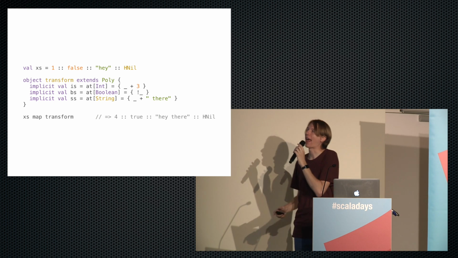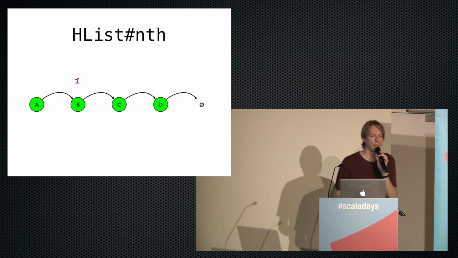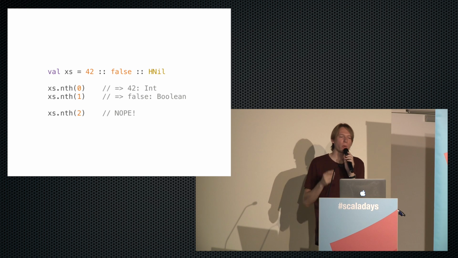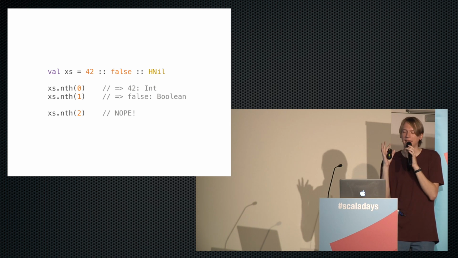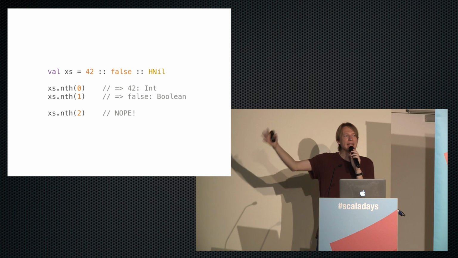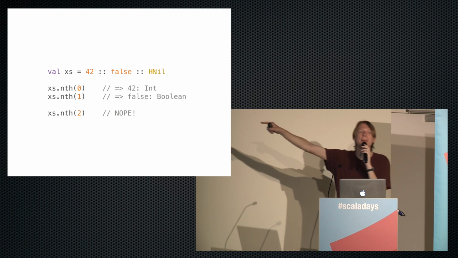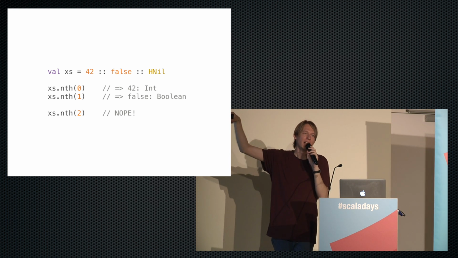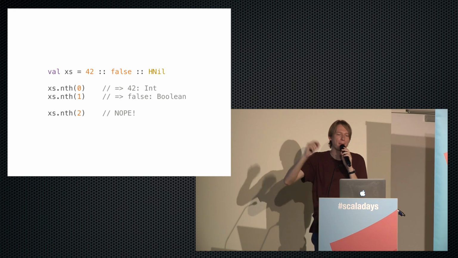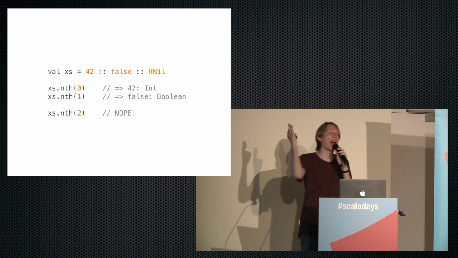So what about nth? Now, nth is probably the weirdest function of all, because nth seems like it should be categorically impossible, right? Because what we're trying to do here is take an integer literal and use it to index into an HList, and get out the element that's at that particular part in the HList with the specific type that corresponds to that element. So if I say HList, nth 0, I want to get 42 of type int. If I say nth 1, I want to get false of type boolean. And if I say nth 2, I don't want it to compile.